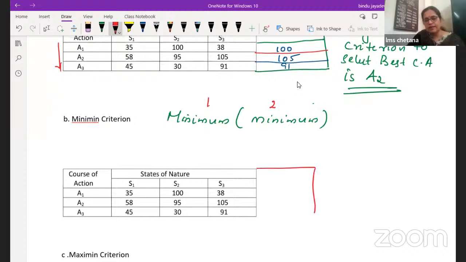Your question, I'm making an extra column. In the answer sheet I first made the column for the question, and with it one extra column. What is that extra column for me? Minimum. Okay. I'm just hurrying because it is going to end in 5 minutes. Now we are going to check the minimum. 35, 38. Which value is minimum? 35. Here which value? 58, 95, 105. That is 58. Correct? 45, 30, 91. Which value? 30. Minimum column finish.